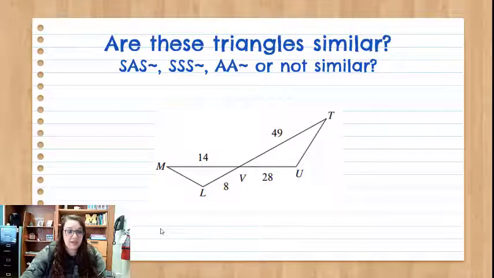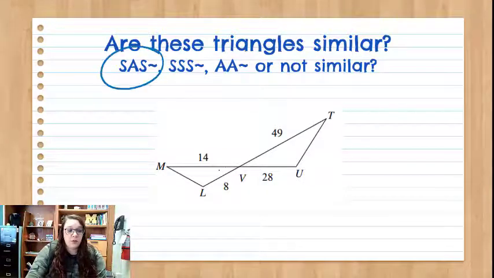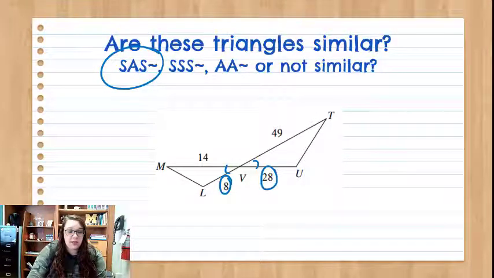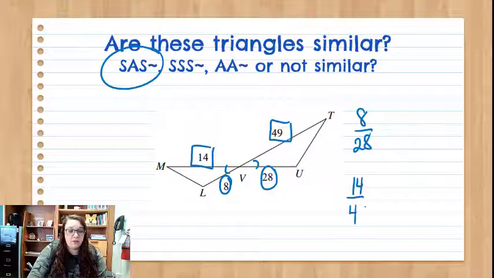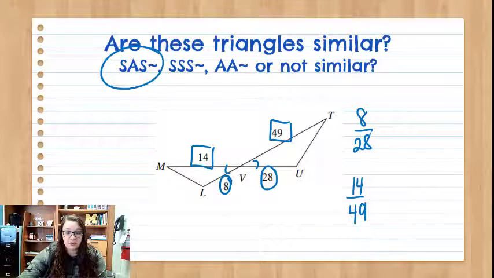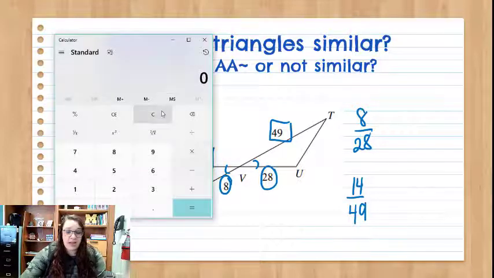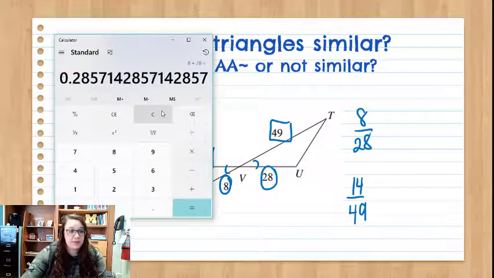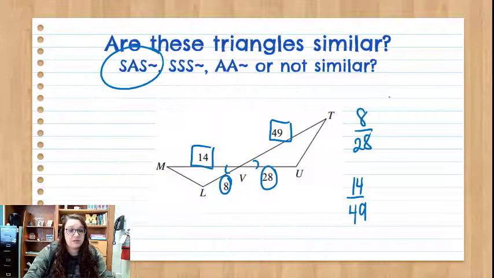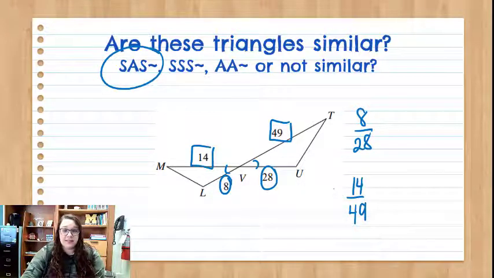Did you say side, angle, side? If so, you'd be right. We have this vertical angle that's congruent, and I also have the set of sides where the small one, 8 and 28, go together, and the longer one, 14 and 49, also go together. If I try to see if these are similar, I would have to check these numbers. 8 and 28 is 0.29, and 14 and 49 is 0.29. So since they're the same fraction, we can say they are similar.